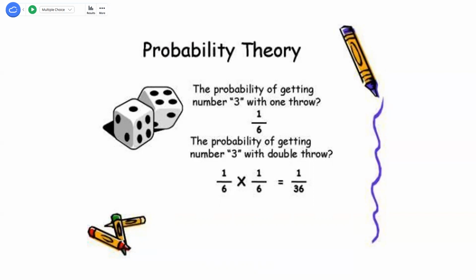We have 4 possible outcomes, right? I could get 2 heads, I could get 2 tails, or I could get a heads and a tails, or a tails and a heads. 4 different possible outcomes. So I know the probability, for example, of getting 2 coin flips to be heads in a row is going to be 1 out of 4, or 0.25.